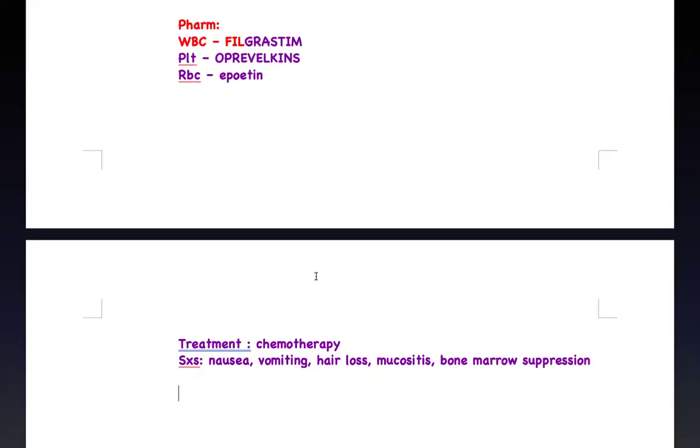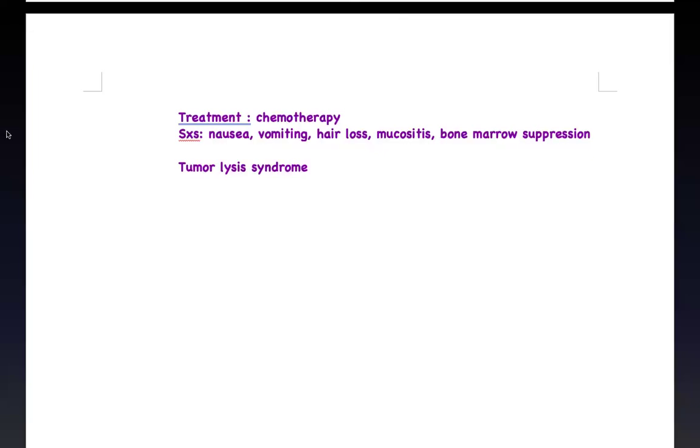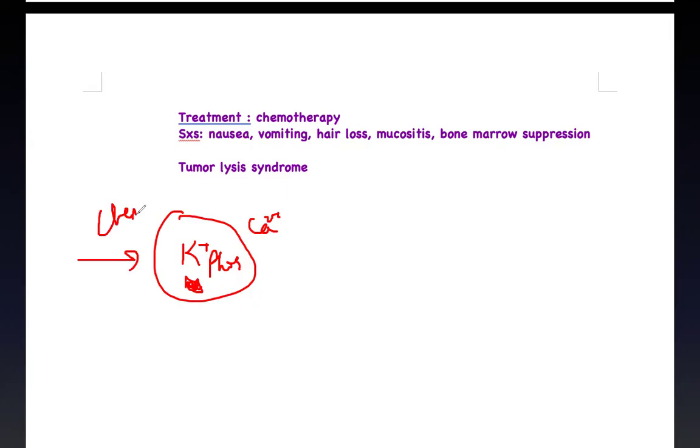Remember, during chemotherapy, they can develop what we call tumor lysis syndrome. What is that? Let me show you. You have the tumor cells. Usually you have a lot of potassium in the cell, right? You have a lot of phosphorus in the cell. And then you have DNA, which is uric acid. You have calcium outside. When you blast this with chemo, what will happen?